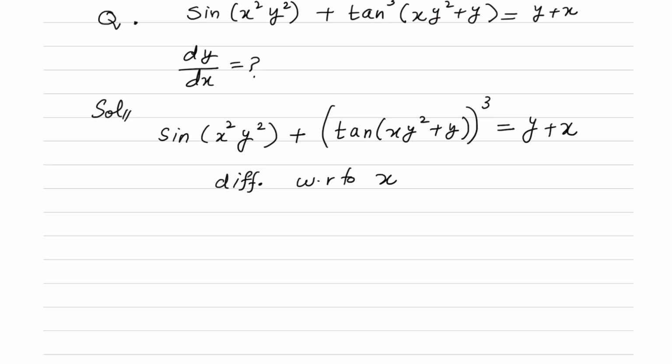So we have to find the derivative of sin(x²y²). Here the angle is x²y². First we find the derivative of the sine of the angle, which is cos of the angle. So we have cos(x²y²), and then we will write the derivative of the angle.